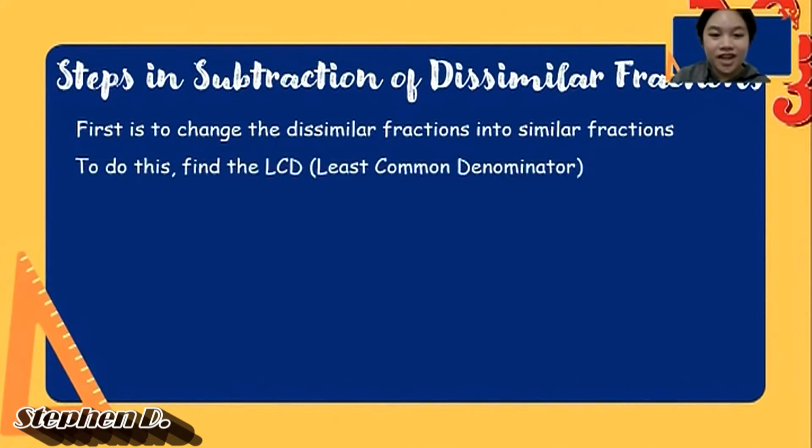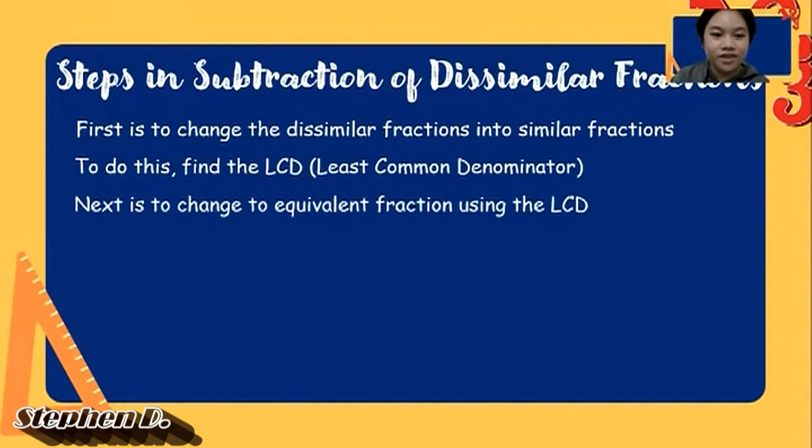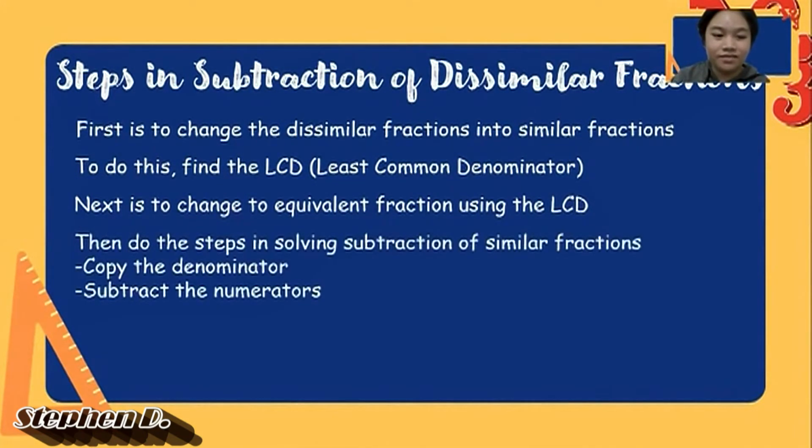To do this, find the LCD or the least common denominator. Next is to change to the equivalent fraction using the LCD. Then, the steps in solving subtraction of similar fractions. These steps are copy the denominator and subtract the numerators. Lastly, simplify the result if possible.